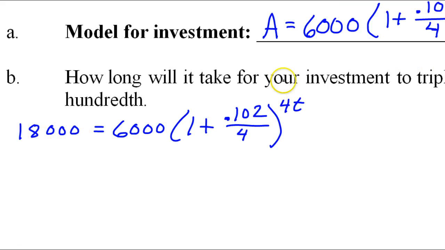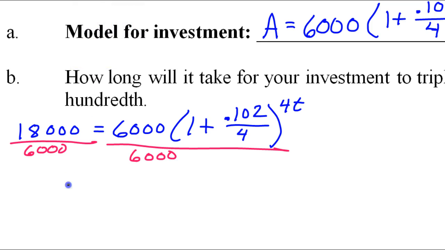So putting $18,000 in for the eventual amount that we will have right here, then the model becomes this. If I want to know how long it will take, then I'm solving this equation for t. So once again, our first step will be to divide by this principal. So divide by 6,000 on both sides.